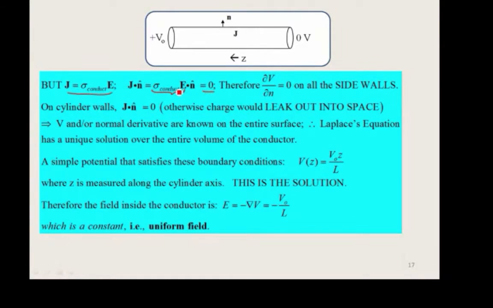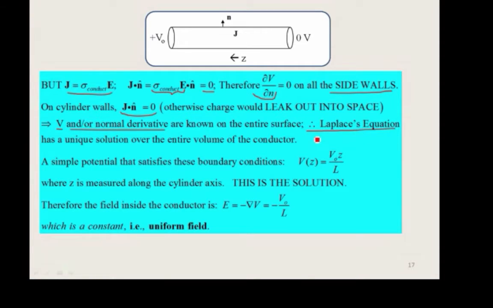Well, what that means, if you have this dot product here, remember that this is related to the change of potential in the direction of the normal vector. And that's what this quantity is here. You have the derivative of V with respect to the normal direction equaling 0, and that's on all of the side walls. So on the cylindrical walls, where we have this equaling 0, then we have both the potential and the normal derivative on the entire surface of this volume.